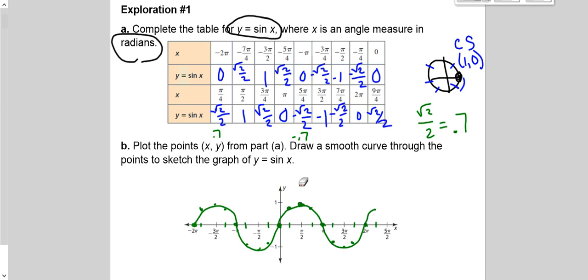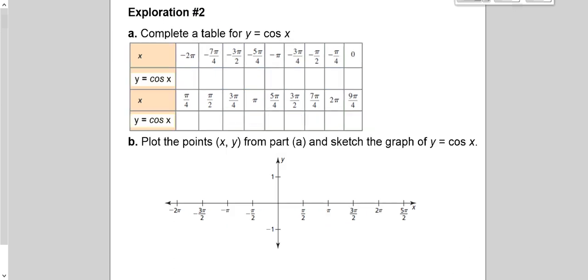Nice, beautiful curves, kind of like bowls, part of a parabola. And there's our sine wave. All right, that's exploration number 1 for y equals sine of x. Let's try cosine. Same thing, fill in your table.